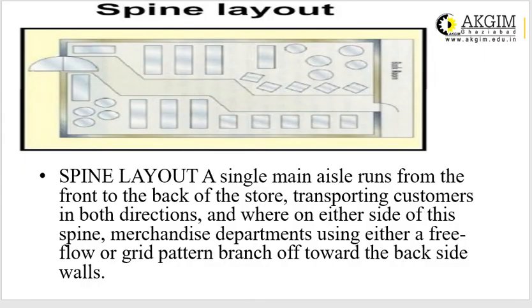The next we have is the spine layout. You can see the diagram over here. A single main aisle runs from the front to the back of the store, transporting customers in both directions. On either side of the spine, the merchandise departments, using either a free flow or a grid pattern, branch off towards the backside walls. So this is the diagram for a spine layout. You can see that a single main aisle is running across the store, and on both sides either a grid pattern or a free flow pattern has been used.